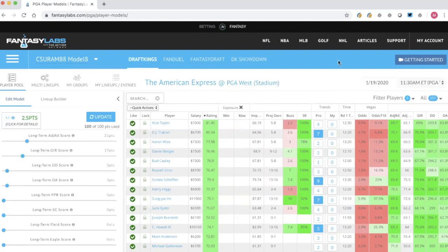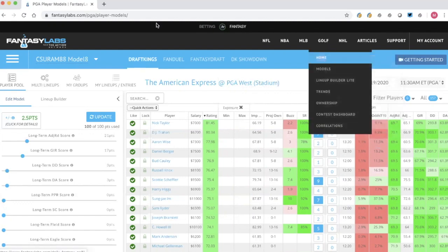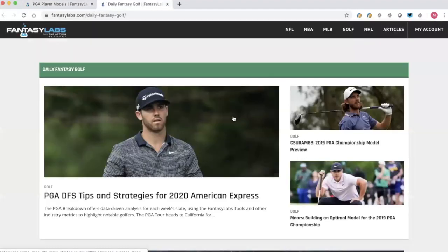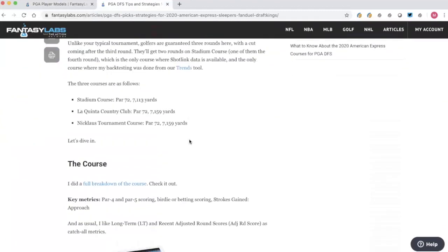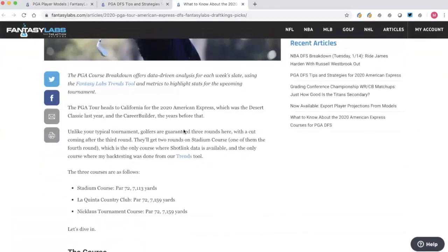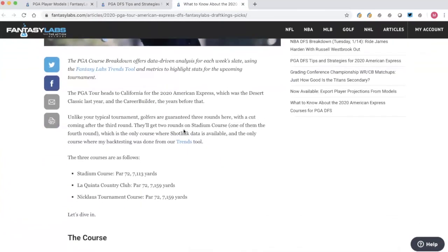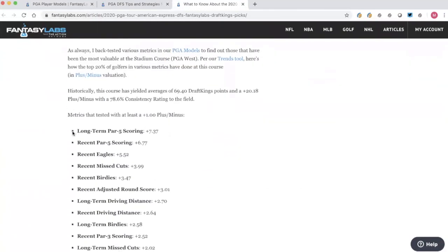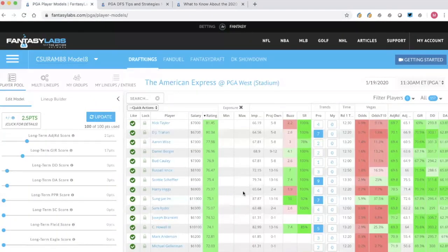And one thing that I think is really cool is that every week Justin Bailey posts an article for whichever tournament is coming up, where he goes over what metrics are the best for each particular course. So this week for the American Express, we've got these metrics grading out as the best. So you could theoretically even just build a model that weighs all of these things if you're looking to build a model specifically for a course.